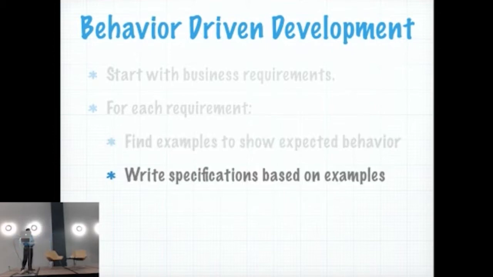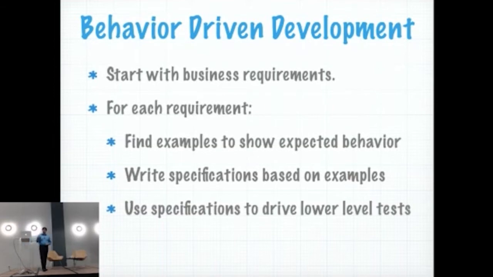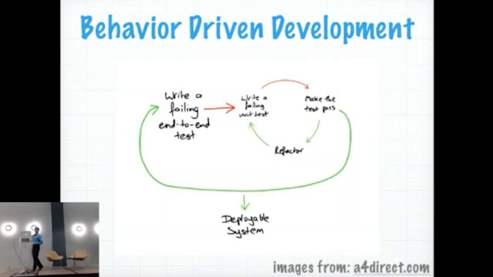You then write your specifications based on these concrete examples and use those specifications to drive the lower-level things, right? So that high-level piece is going to drive a lower-level test or lower-level specification. What are the subsystems here going to have to do? And those will eventually drive unit tests, right? Which you can do TDD style because now you've got something to tell you exactly what's needed.